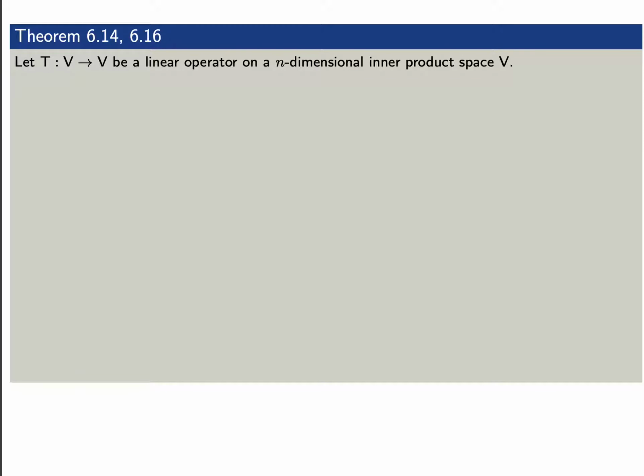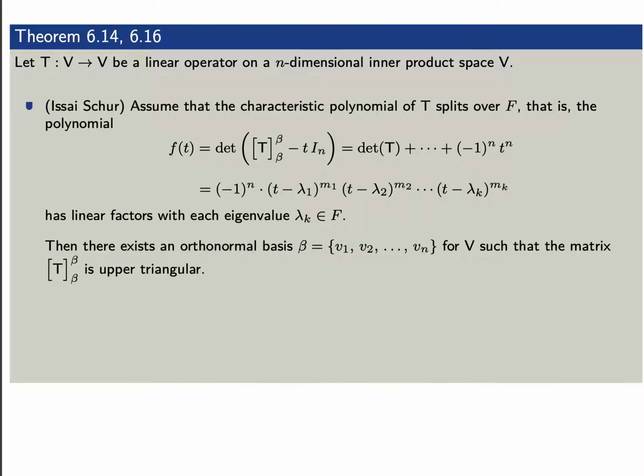Let's use all of this to write down a few more properties. Let's say that T is a linear operator on an n-dimensional space, and for the moment we are not assuming that T is a normal operator. We have the following classical result by a German mathematician, Issai Schur. Let's assume that the characteristic polynomial of T splits over F. That is, we can write the characteristic polynomial as a product (t minus lambda 1) to some multiplicity m1 times (t minus lambda 2) to some multiplicity m2, and so forth.